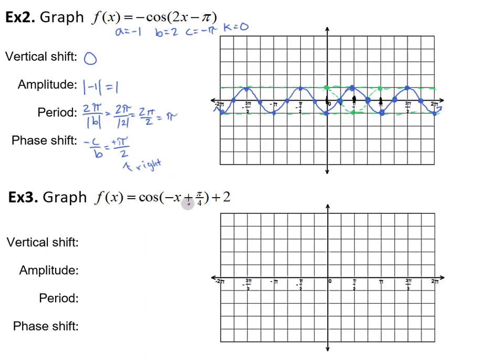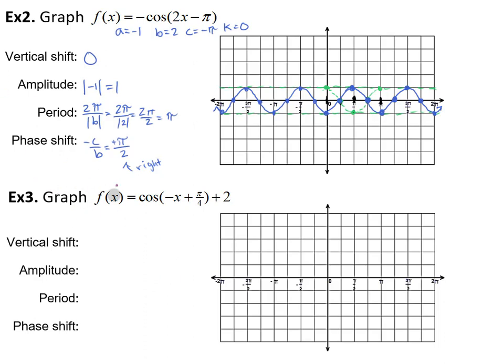Cosine of negative x, plus pi over 4, plus 2. And what this negative does in here is actually give us a horizontal reflection, kind of like a reflection over the y-axis. If there wasn't a phase shift, it would be directly done. And in fact, by figuring out the period and phase shift and graphing them in the way we are, we will perform the reflection already. So it'll be done in the way we graph it.